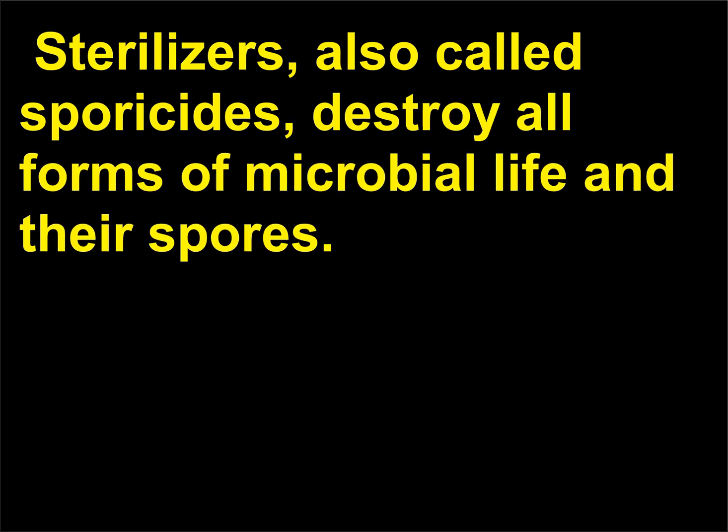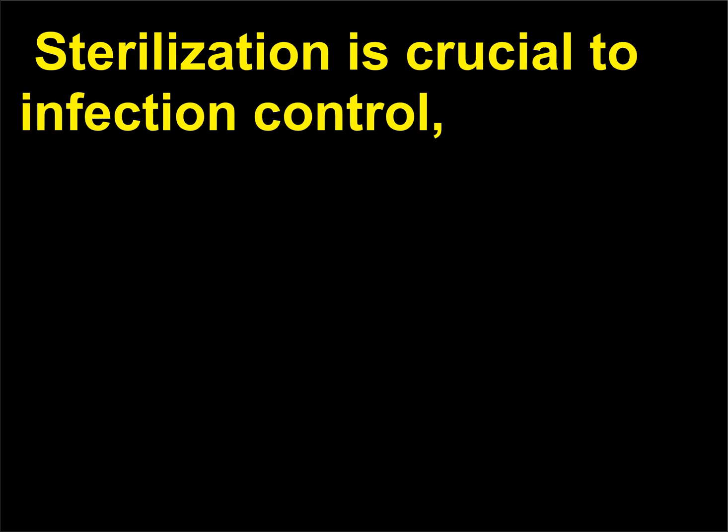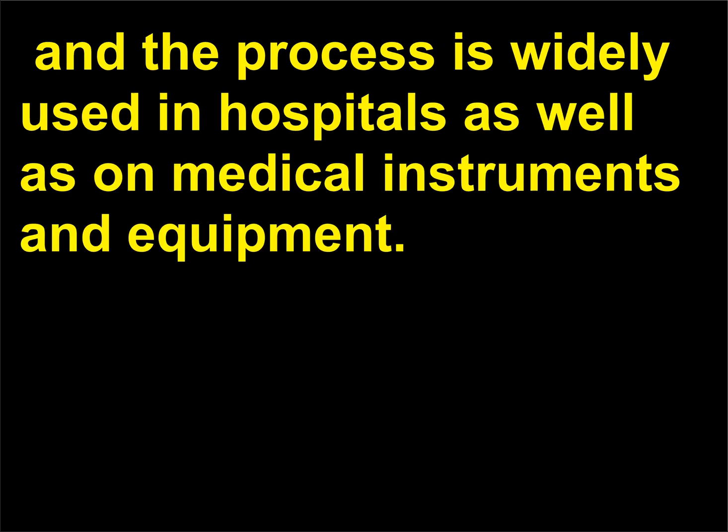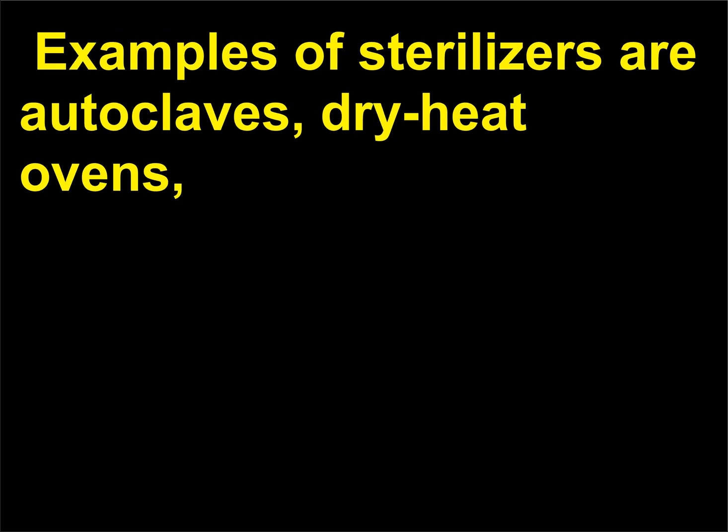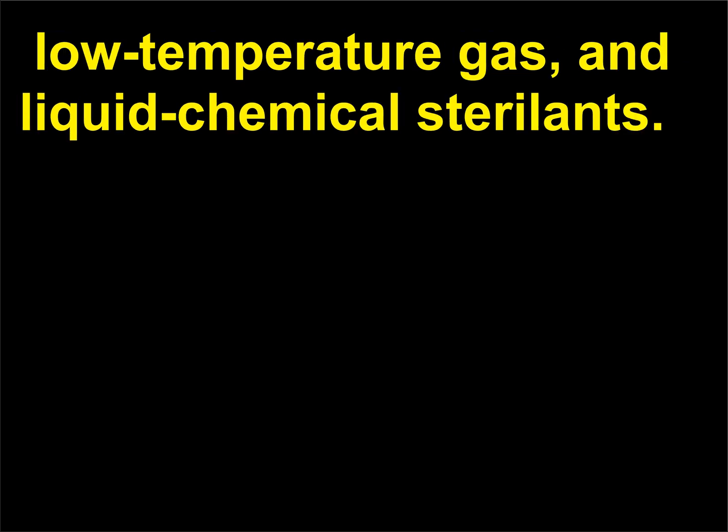Sterilizers, also called sporicides, destroy all forms of microbial life and their spores. Sterilization is crucial to infection control, and the process is widely used in hospitals as well as on medical instruments and equipment. Examples of sterilizers are autoclaves, dry heat ovens, low-temperature gas, and liquid chemical sterilants.